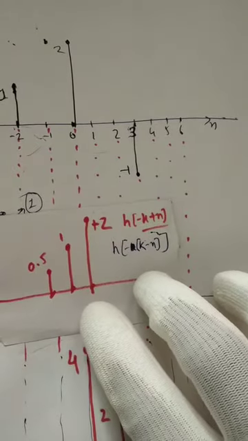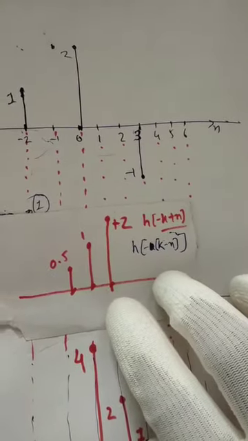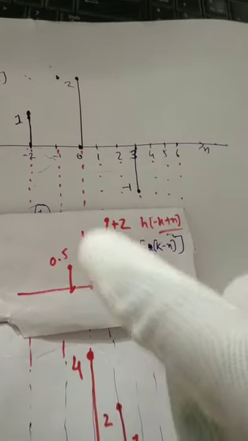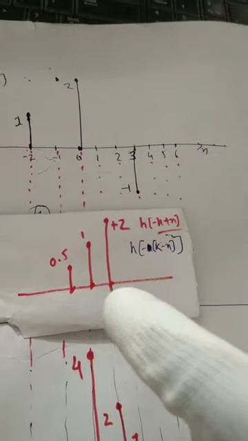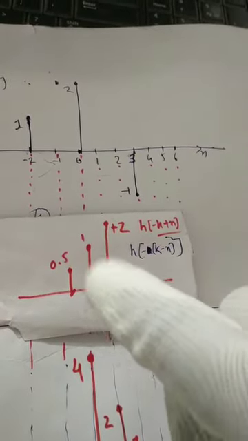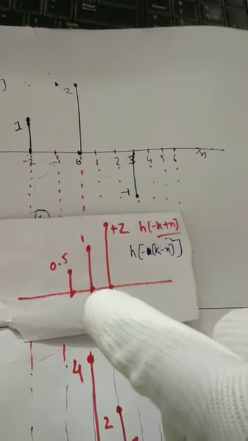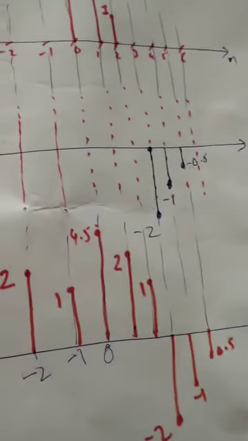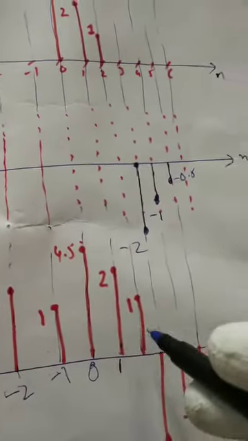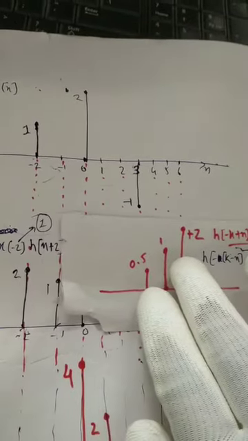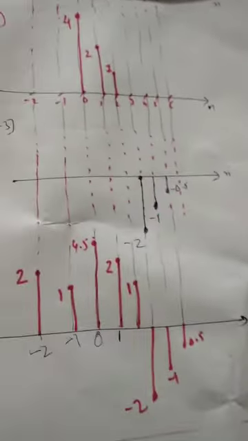And then I would shift again. After shifting, element-wise multiplication is only possible for x of 0 and h of k plus 1, which is 1 times 2. So y of 1 is going to be 2. Similarly we can shift it slowly and find out the values.